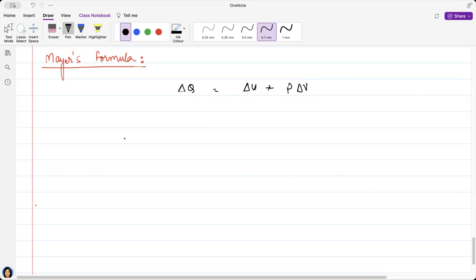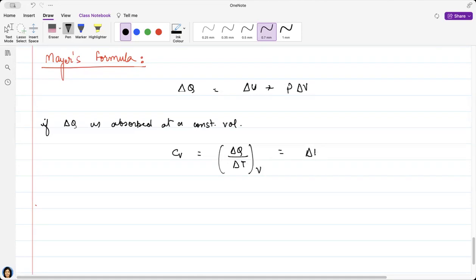according to the first law of thermodynamics. Now, if this Q is absorbed at a constant volume, so what I can say, Cv is equal to delta Q by delta T, and I'm talking about a constant volume. That will be delta U upon delta T, sorry, at constant volume, plus 0. Why? Because change in volume is nil, so delta V is equal to 0.